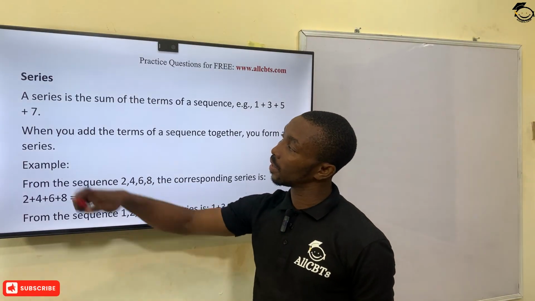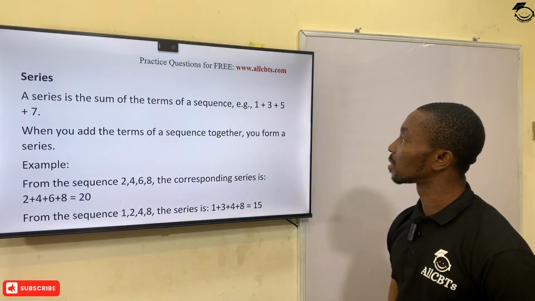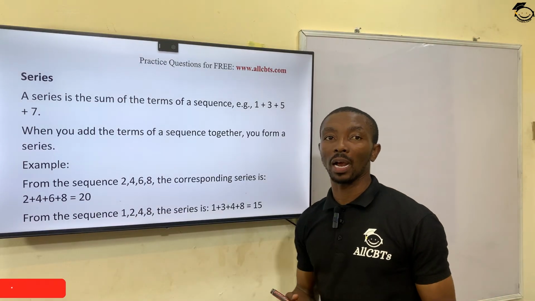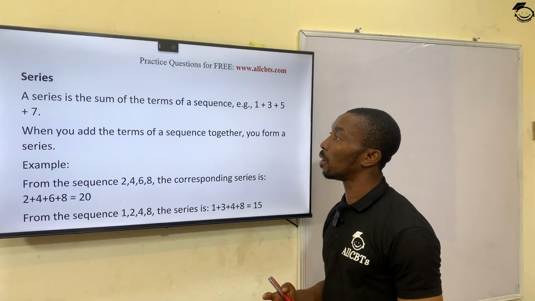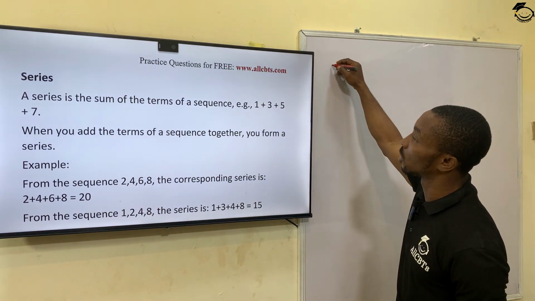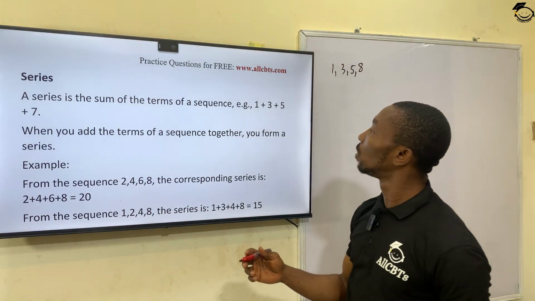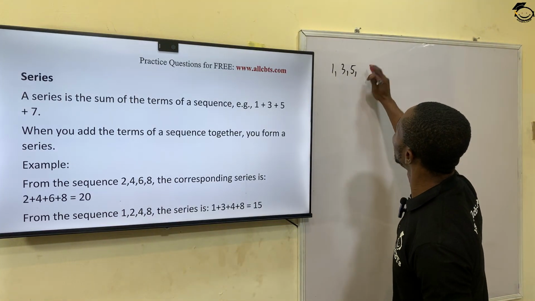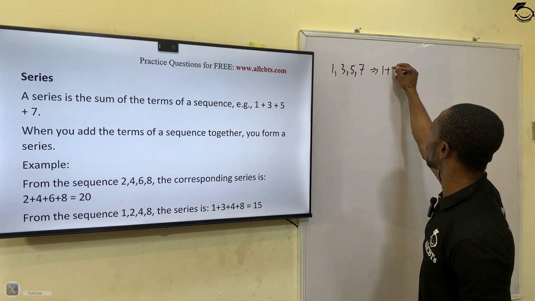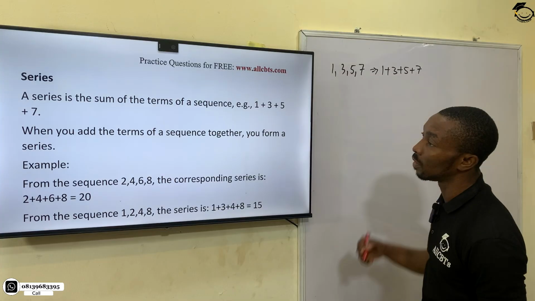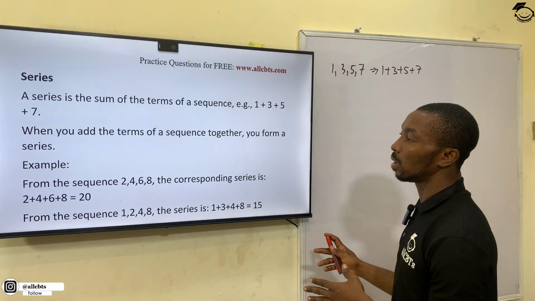Now, series, on the other hand, is the sum of terms of a sequence. When we talk about series, we look at adding up the terms in a sequence. Now, example, we have in a sequence 1, 3, 5, 7. The series of this sequence is simply 1 plus 3 plus 5 plus 7. When you add up the terms of a sequence together, you form a series.